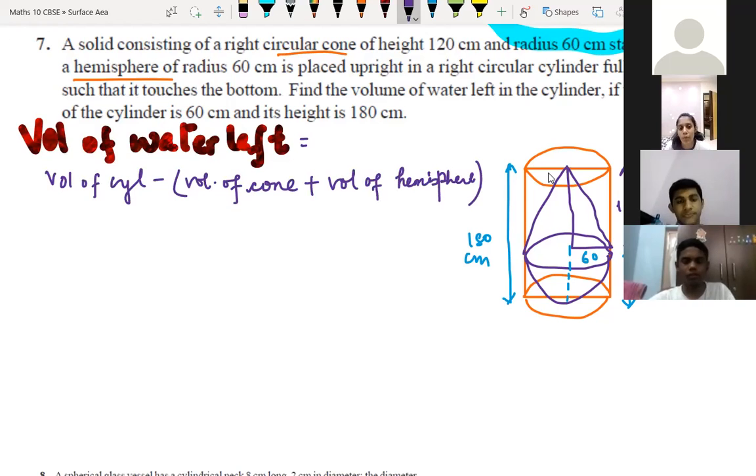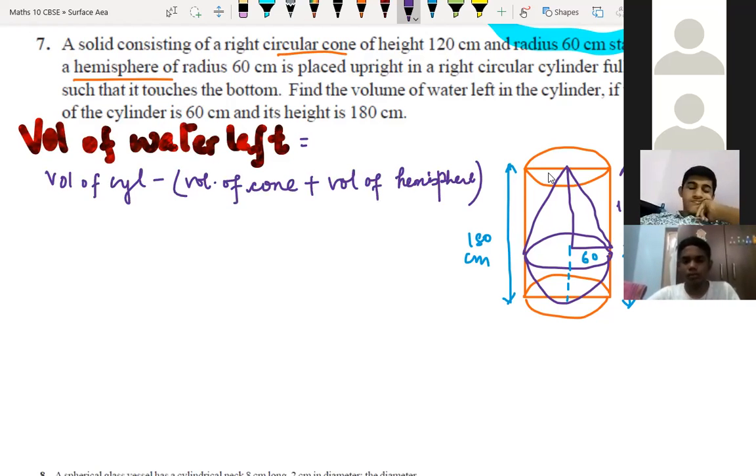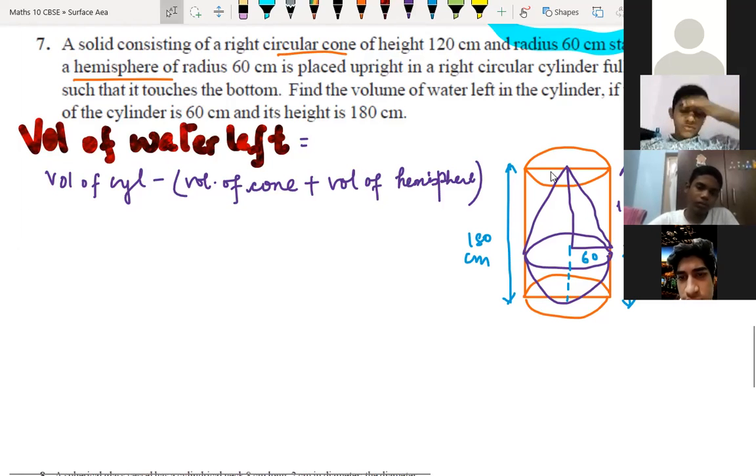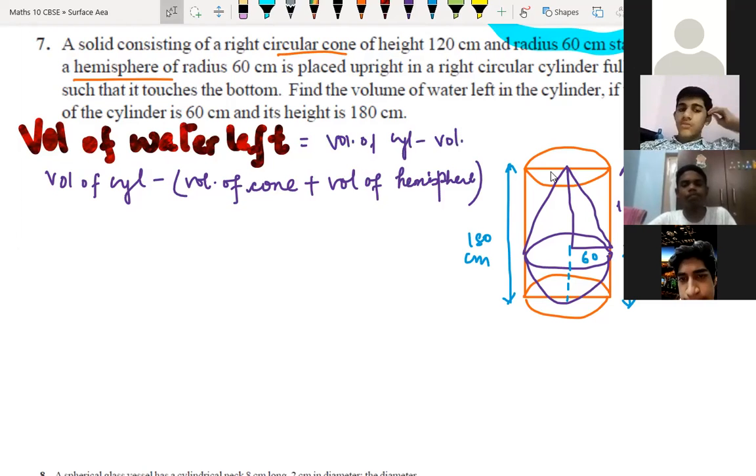I did not understand this part. Why did we take volume of water equal to volume of cylinder, then, sir, can we directly subtract the volume of the solid, right, sir? Yeah, the volume of the solid is what? That is the volume of cone plus the volume of hemisphere only, no? Okay, sir. See, volume of cylinder minus volume of solid. And what is the volume of the solid? The volume of the solid is nothing but volume of cone plus volume of hemisphere.